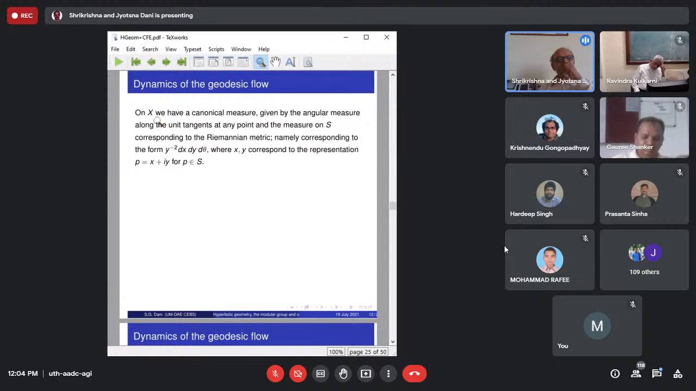So firstly, let me mention that on this space X, which was the pair of point and direction, there is a canonical measure. And how does it arise? At each point, you have the directions which have their own measure, and on the quotient, on this S that we have, which is at the base, there is also a measure which is from the upper half plane, right?